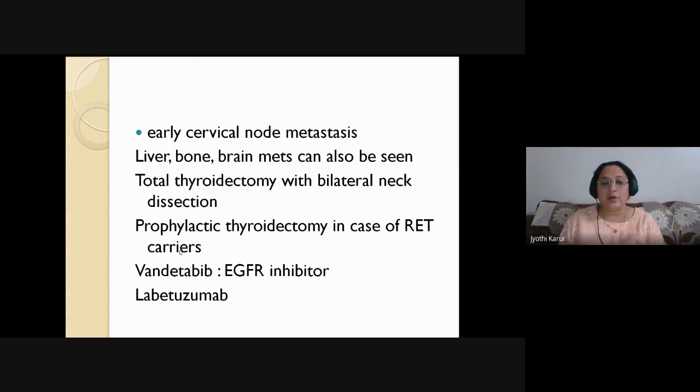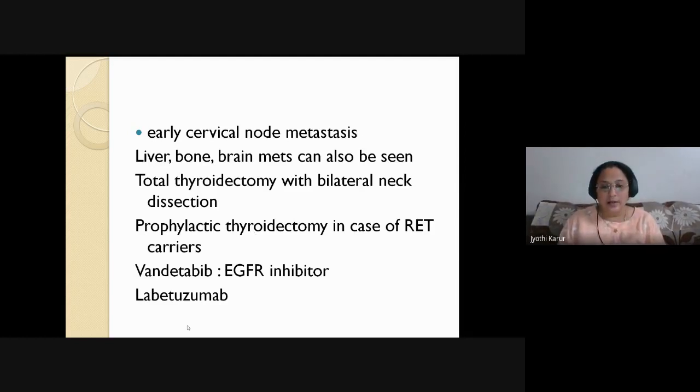And also there is something called prophylactic thyroidectomy. Suppose a person says, doctor, my mother had this carcinoma of thyroid. So the person gets checked and they are the carriers of RET proto-oncogene. So in such individuals, you have to do something called prophylactic thyroidectomy. They have a high chance of developing medullary carcinoma. So prophylactic thyroidectomy has to be carried out in such individuals.